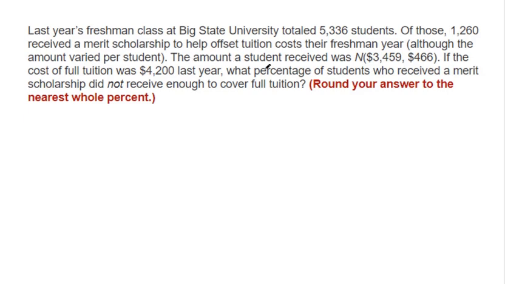So the biggest piece of information we should focus on is this right here. This means that their funding was normally distributed with a mean of 3,459 and a standard deviation of 466. That means this variable of scholarships is centered at 3,459.